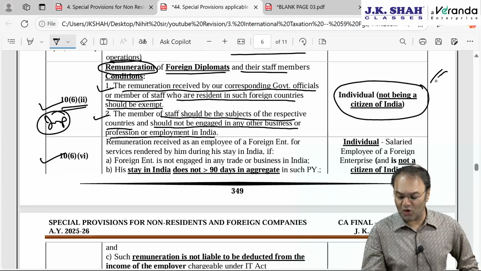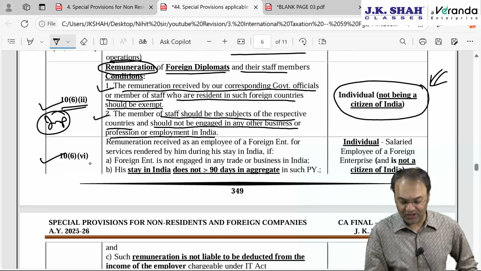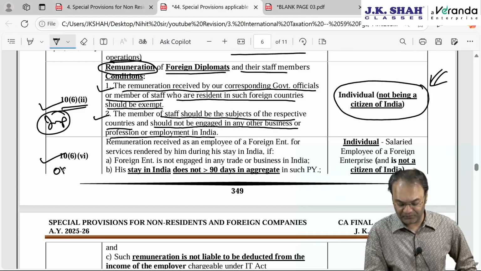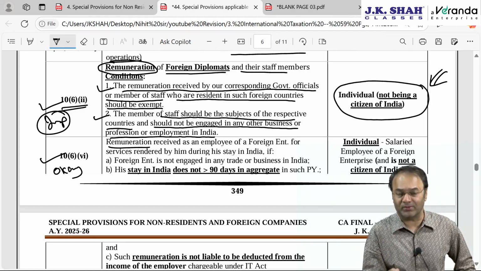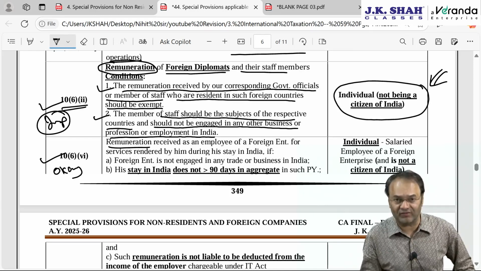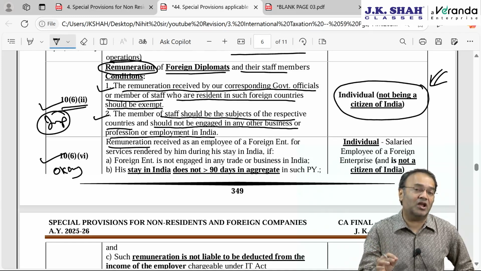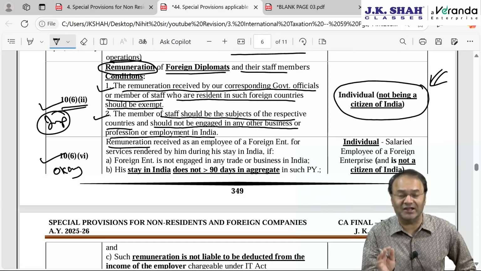The condition is that he should not be a citizen of India. That's the only condition. Residential status is immaterial. This is Section 10, clause 6, subclause 6. Now, remuneration again. All four: Section 10, clause 6, subclause 2, subclause 6, subclause 8 and subclause 11. All four are remuneration, in a sense salary income.